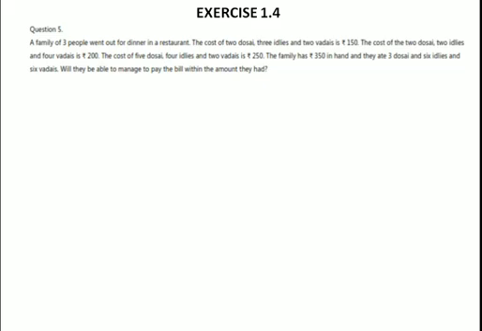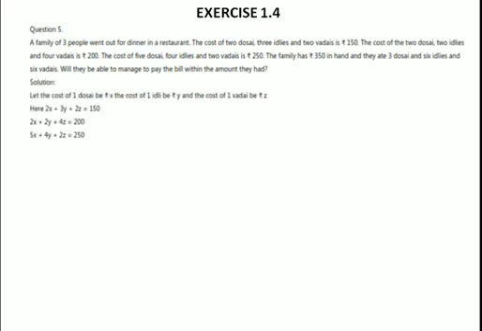Question 5. A family of 3 people went out for dinner in a restaurant. The cost of 2 dosai, 3 idli and 2 vadais is rupees 150. The cost of 2 dosai, 2 idli and 4 vadais is rupees 200. The cost of 5 dosai, 4 idlis and 2 vadais is rupees 250. The family has rupees 350 in hand and they ate 3 dosai, 6 idlis and 6 vadais. Will they be able to pay the bill within the amount they had?